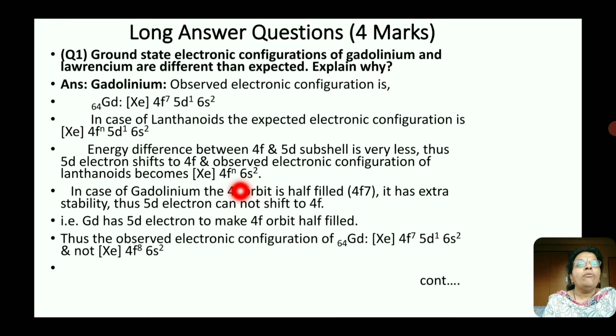Xe 4fn 5d0 6s2. Now in case of gadolinium, the 4f orbit is half filled. It has extra stability, and thus the 5d electron cannot shift to 4f. That is, gadolinium keeps the 5d electron to make the 4f orbit half filled. Thus, the observed electronic configuration of gadolinium 64 is Xe 4f7 5d1 6s2 and not Xe 4f8 6s2.